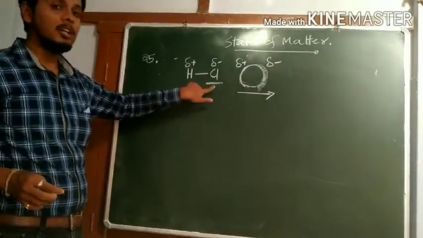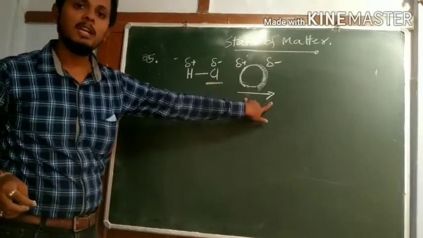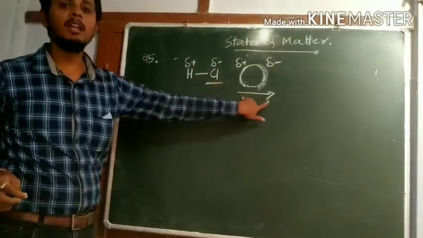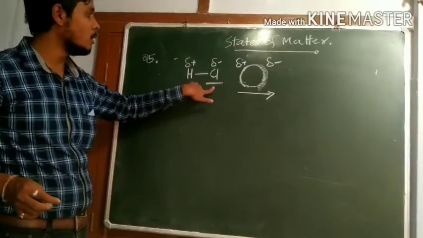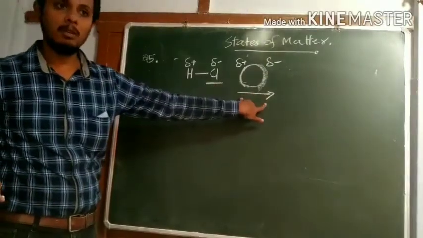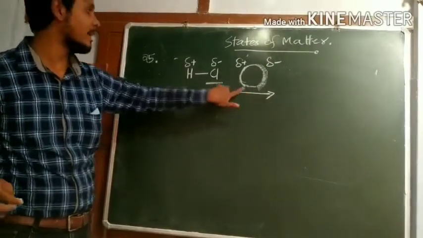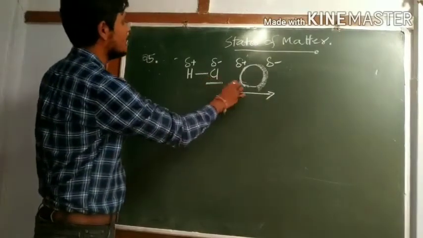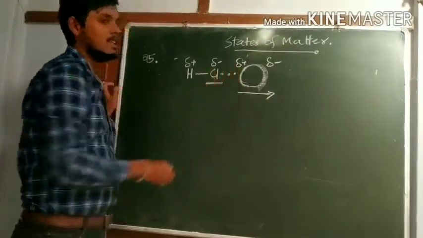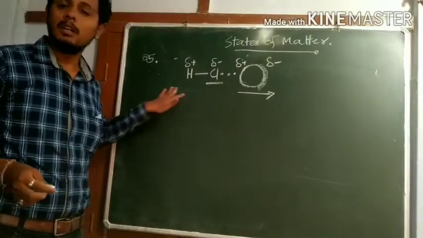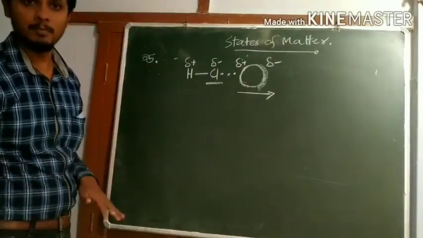So this molecule has induced a dipole here. This molecule has created a dipole here. That is why dipole and induced dipole. This is a dipole induced by this molecule, and between this delta negative and delta positive we will have some interaction which is called dipole induced dipole interaction.